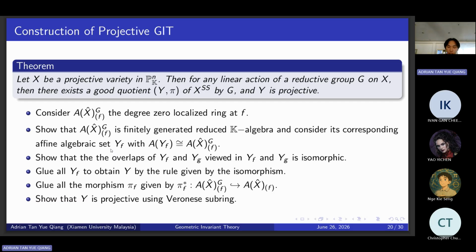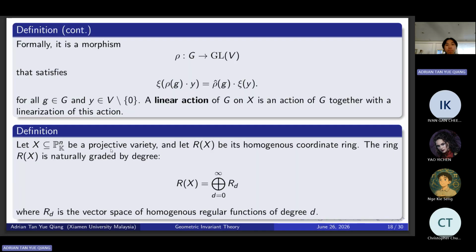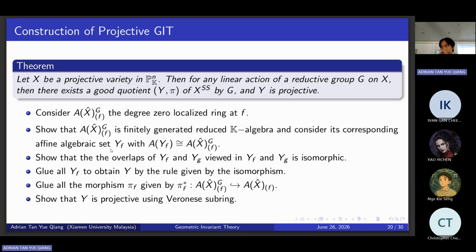The construction of this is incredibly technical. So what we do is use the same idea as how we do it in the affine case, but in a projective variety. Let me think. Did I skip something here? Never mind, let me just talk about it.